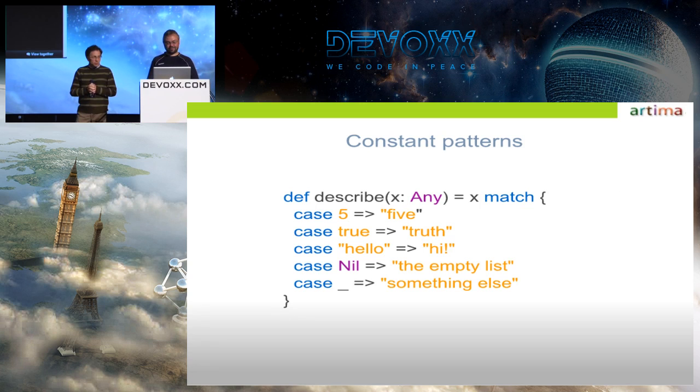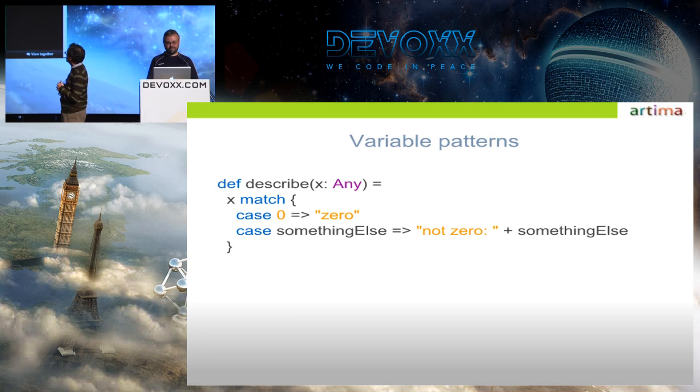So constant patterns are basically case 5. That's like switch has case 5 in Java, but in Scala you can use any constant or singleton object in a constant pattern. Variable patterns, like the last thing, match anything, but the value is available on the right-hand side. So you give it a name. Case x matches anything, but it gives it to you with that name.